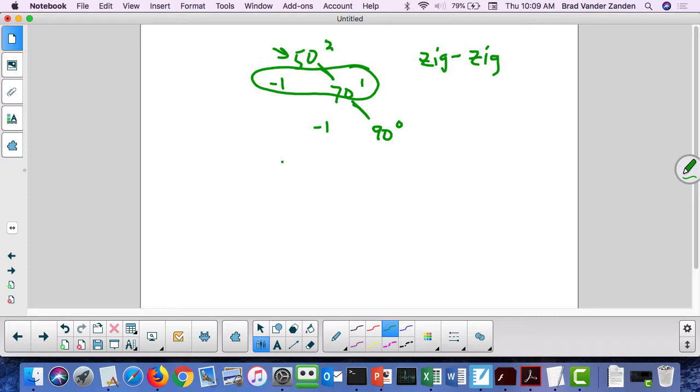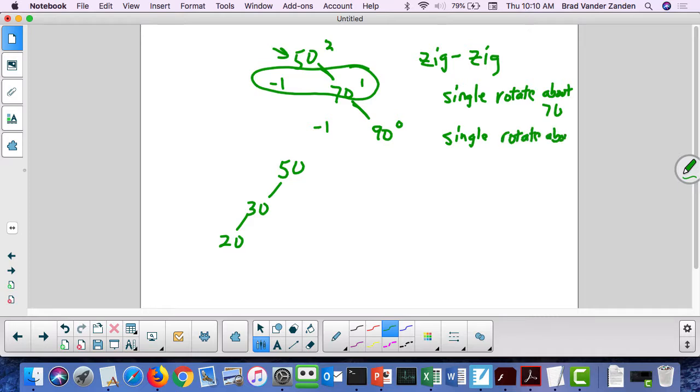Now you need a single rotate about 70 rather than a double rotate. So it is a single rotate about the child rather than the grandchild. When you have a zigzag situation, you look at the node where the imbalance occurs and try to figure out where the inserted node is. If you have to go right the first two times, it's a zigzag. If you have to go right and then left, it's a zigzag. So you do a single rotate about the child. The child is 70, doing a single rotate.